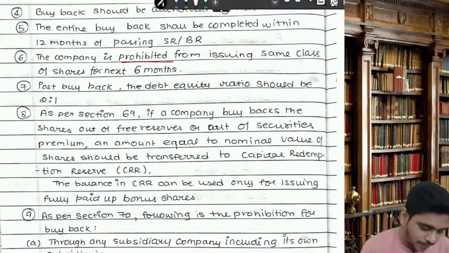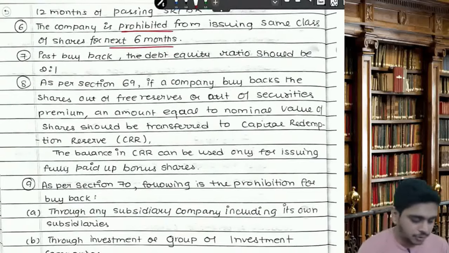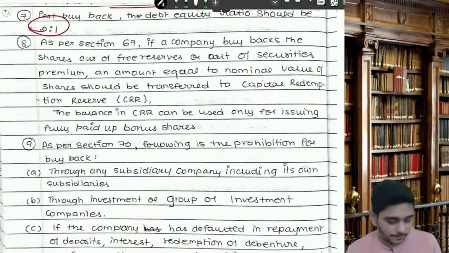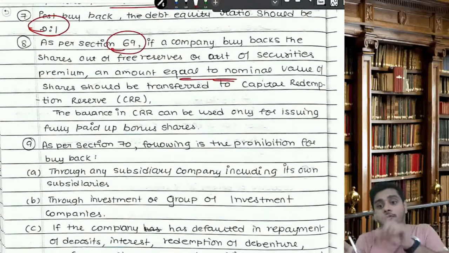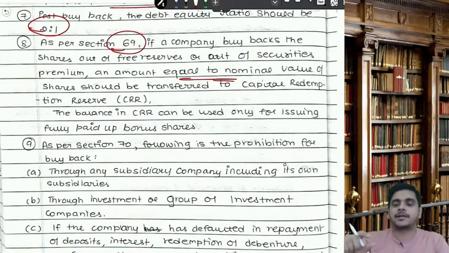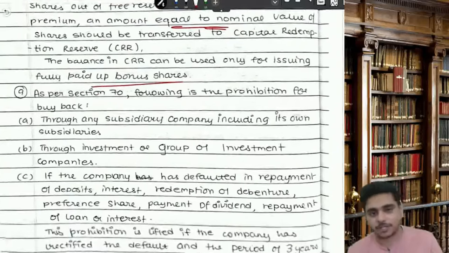The company is prohibited from issuing the same class of shares for the next 6 months. Post buyback, the debt equity ratio should be 2:1. Now, as per Section 69, if a company buys back shares out of free reserves or out of SEC prem, an amount equal to the nominal value, the face value of the share, should be transferred to CRR. The money in CRR can be used only for issuing fully paid up bonus shares.